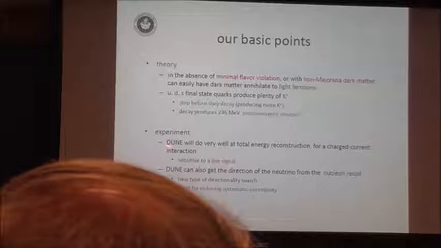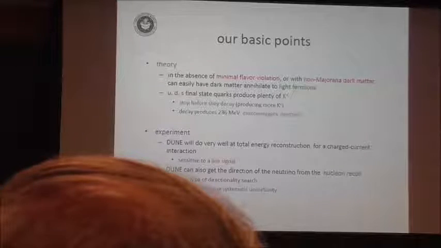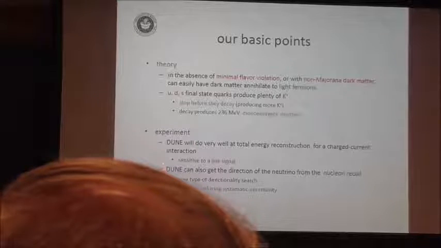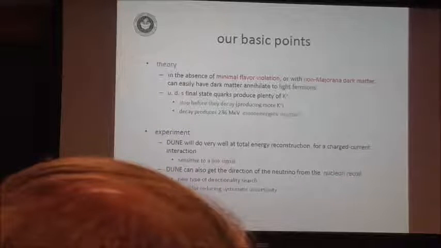On the experimental side, DUNE can do very well at the total energy reconstruction for a charged current interaction like this. So that can be sensitive to this kind of a line signal. And you can also get directionality on the neutrino. Again, not from the lepton direction, because that's going to be roughly isotropic, but from the direction of the nucleon recoil. And that's something DUNE can be sensitive to.